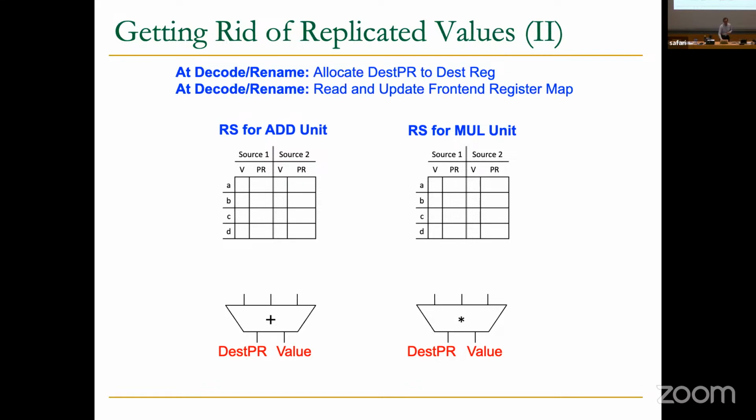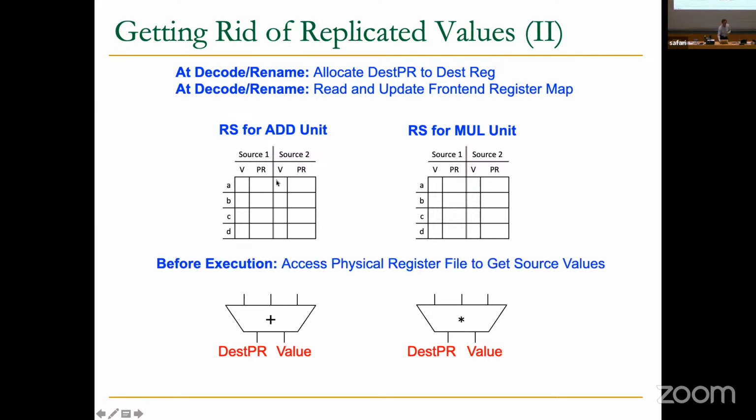So this is how the pipeline changes. At decode or rename, we allocate the destination physical register to a destination architectural register. Again, at decode and rename, we read and update the front-end register map, okay, just like we did earlier. And then we put the instruction into the reservation station. It waits until both of its sources become valid. Before execution, the instruction accesses the physical register file to get its source values. And then after execution, it accesses the physical register file to write its result values.